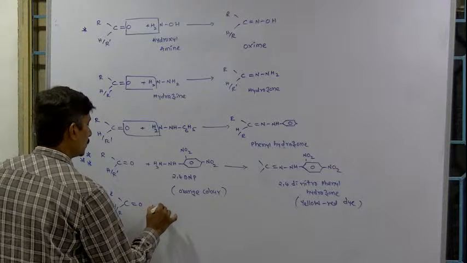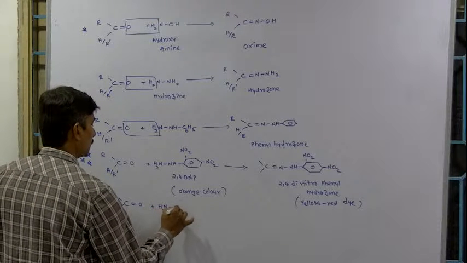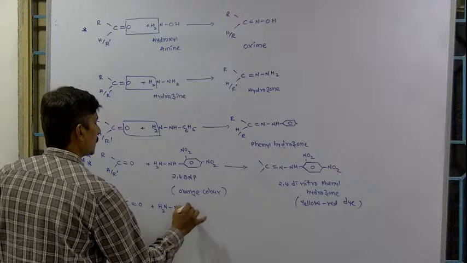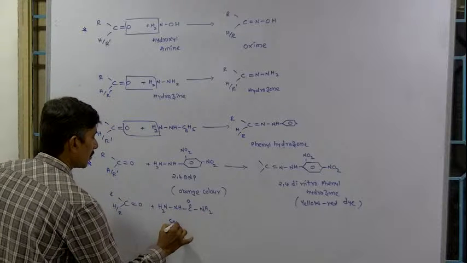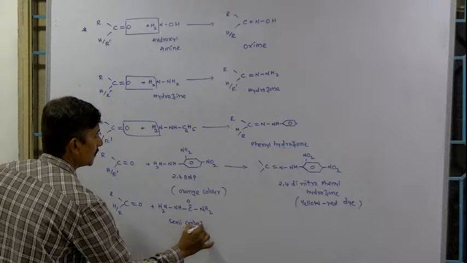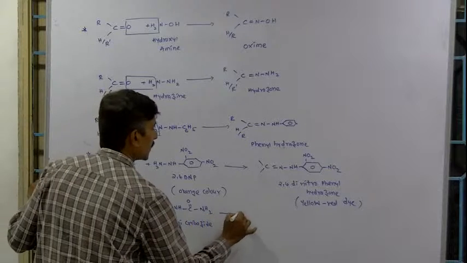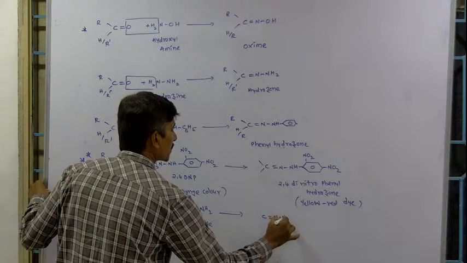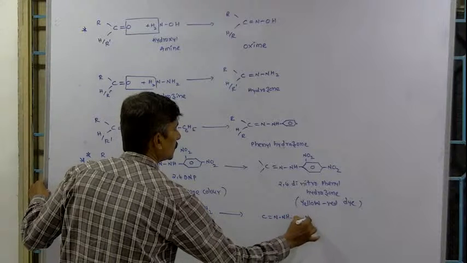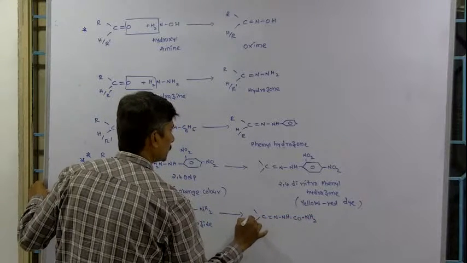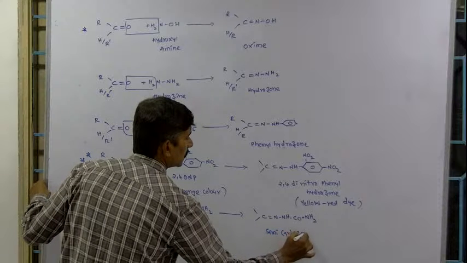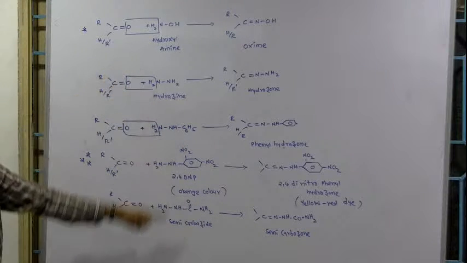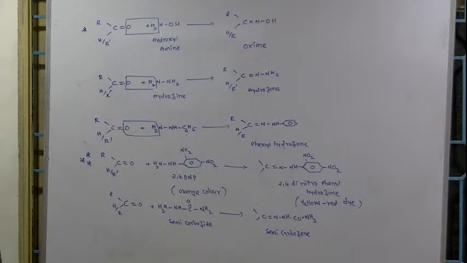One more reaction of a carbonyl compound, aldehyde or ketone, is with semicarbazide. Semicarbazide can give an addition and elimination product, semicarbazone. All these products can show geometrical isomerism, that is syn and anti isomerism.